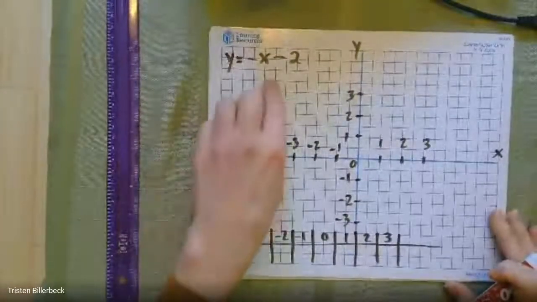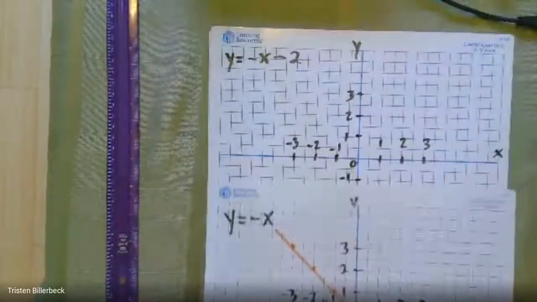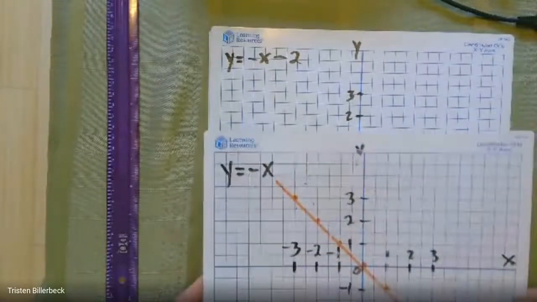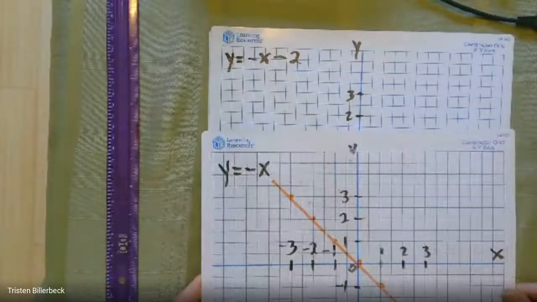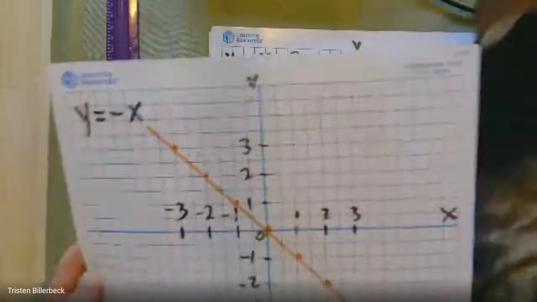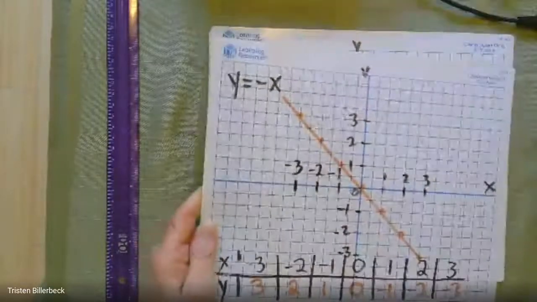All right, so we have y equals negative x. Now we had this one here, y equals negative x. This one went through the origin, and it went that direction, which is the opposite of this one. This one went different directions, you see? This is a positive slope. This is a negative slope.